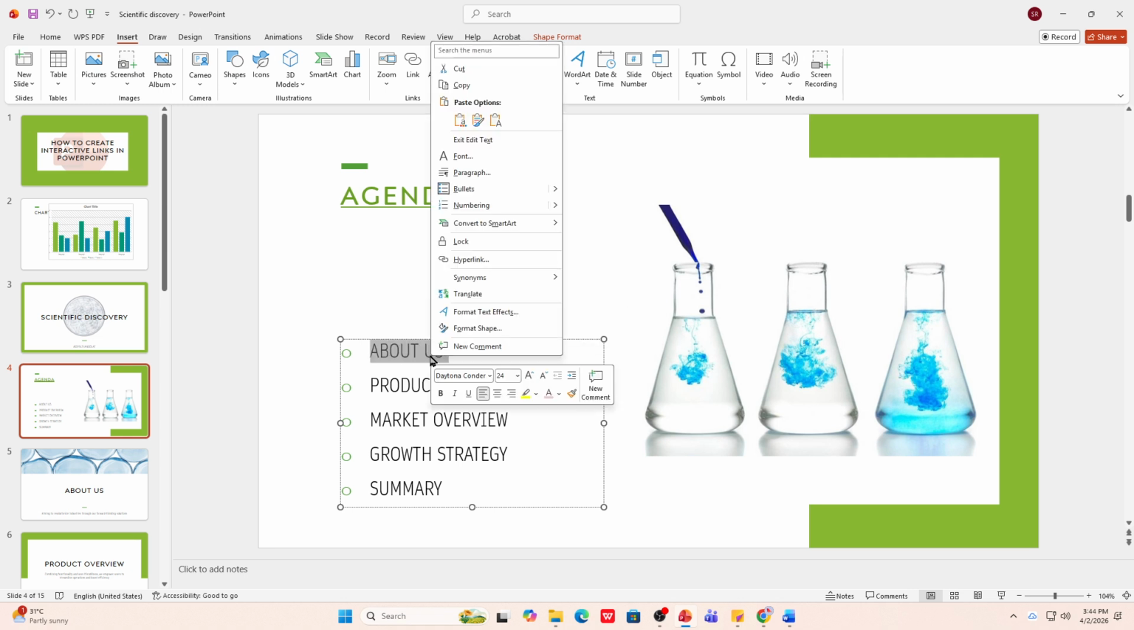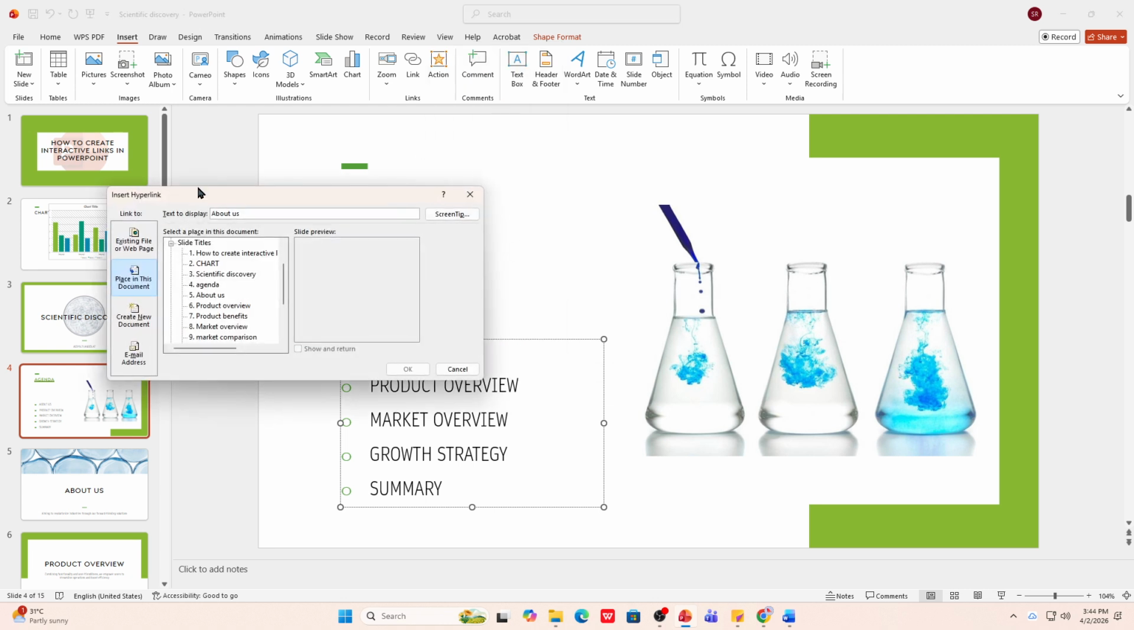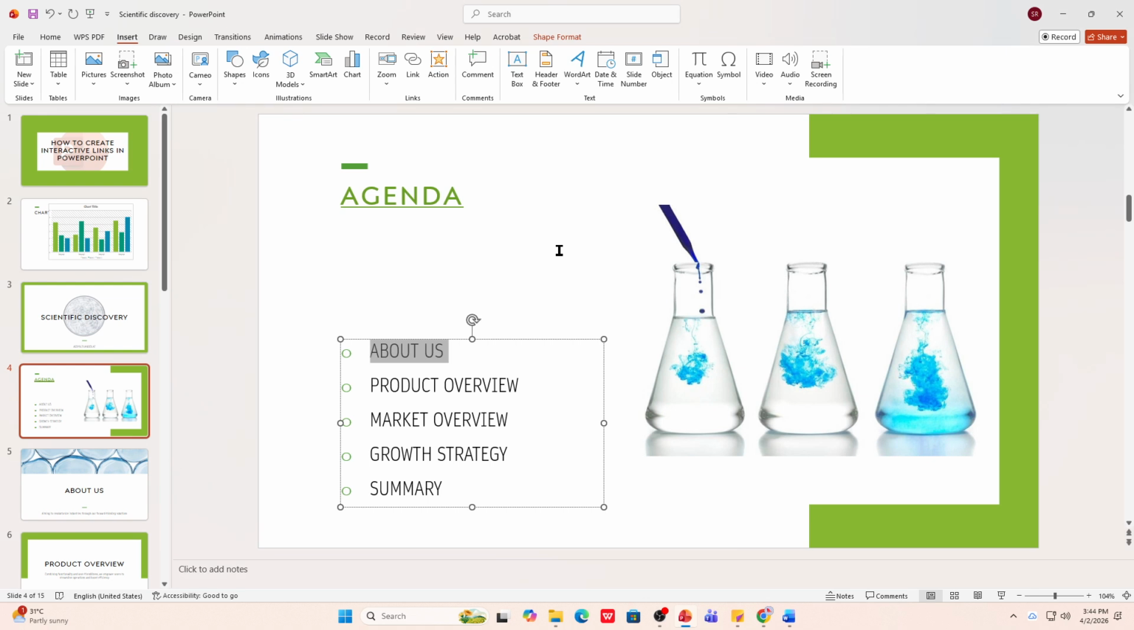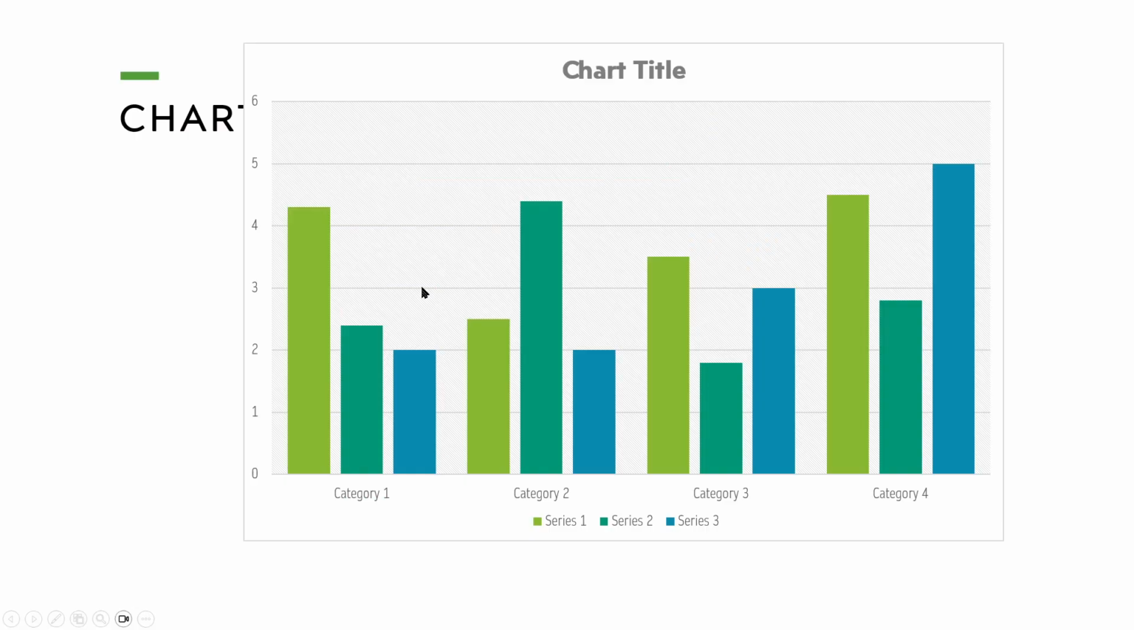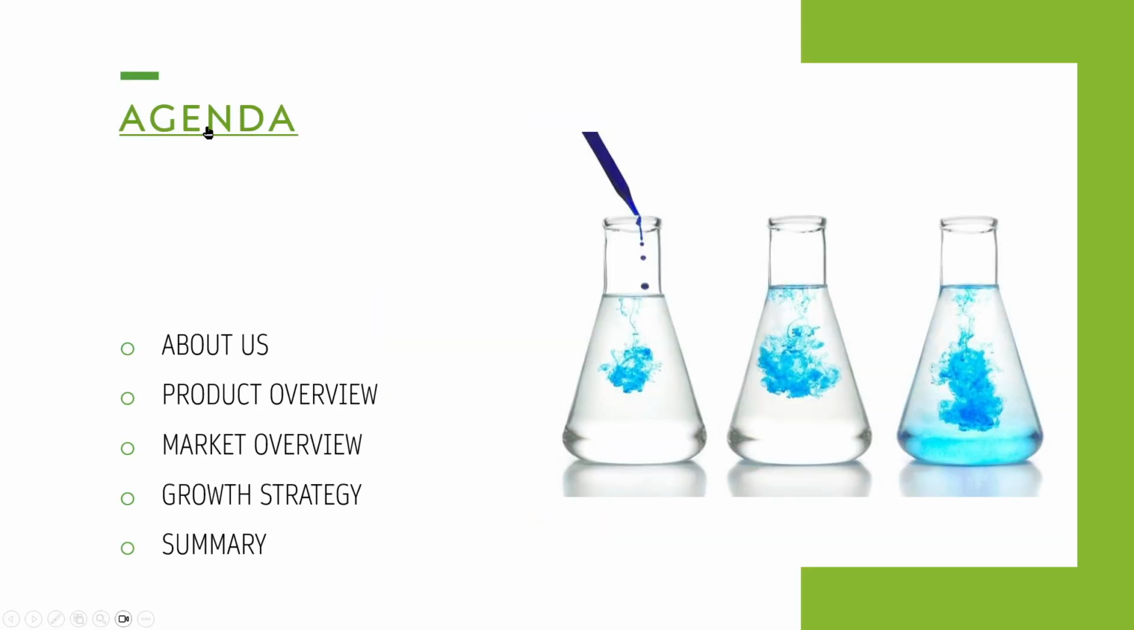Always test your links. Press F5 to start the slideshow, or Shift plus F5 to play from the current slide, and click the linked object to make sure it behaves as expected. If you need to make changes later, right-click the object and choose Edit Link to update the destination, or Remove Link to clear it completely.